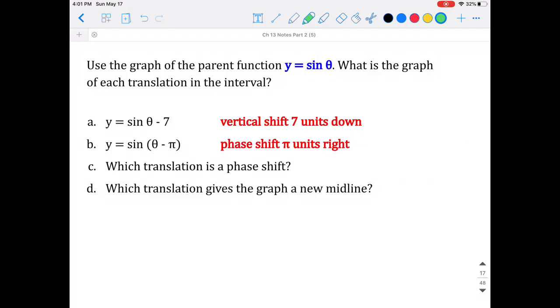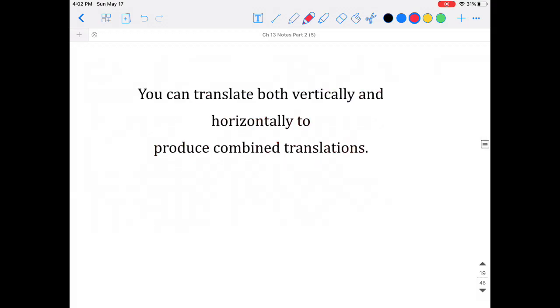Remember, now we're not calling it a horizontal shift, it's a phase shift. For C, which translation is the phase shift? Obviously, it's B. And D, which translation gives the graph a new midline? That's A, with a vertical shift. So this terminology is very important. Gives the graph a new midline, you have to remember that that is now our vertical shift. That's what's going to change the midline of our graph. And you can translate both vertically and horizontally to produce combined translations.